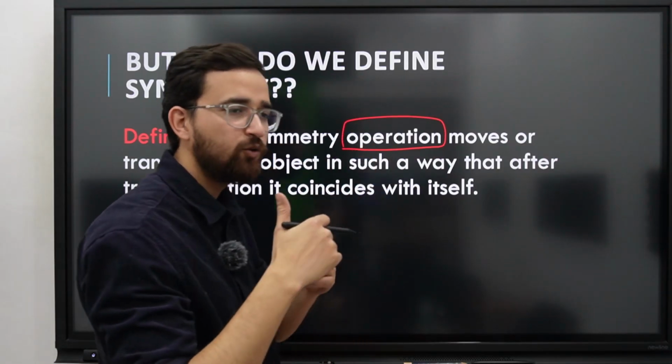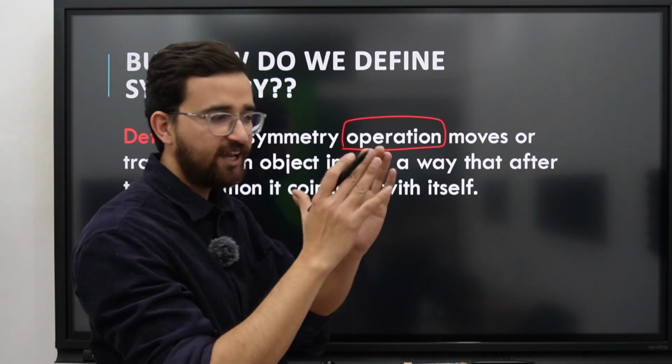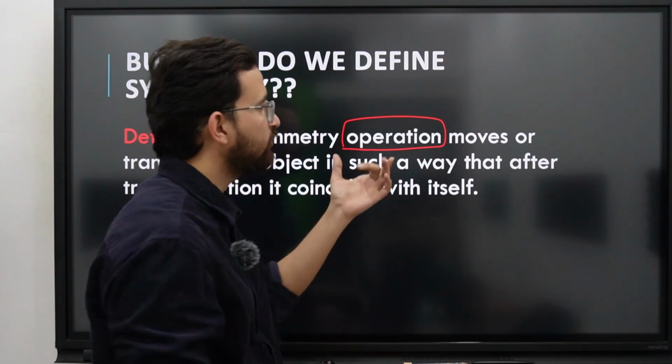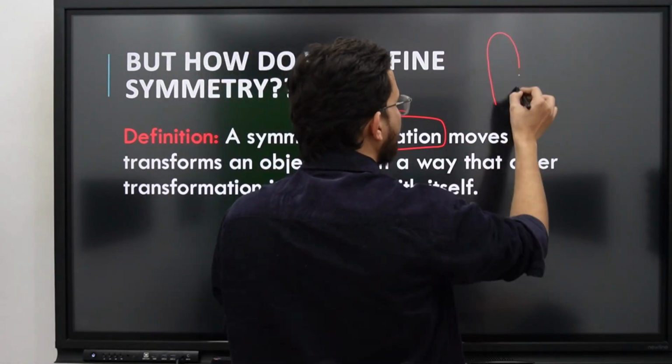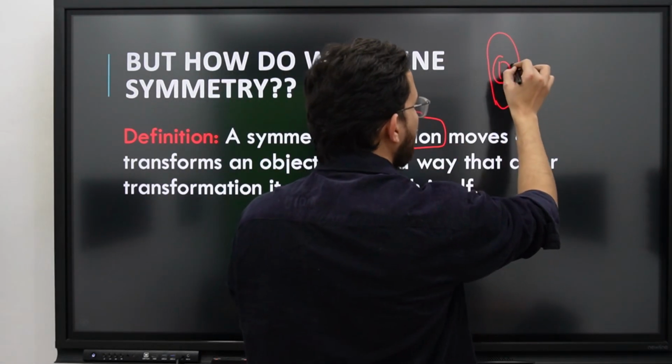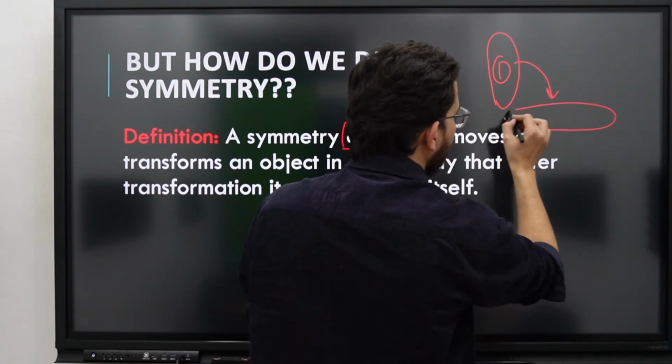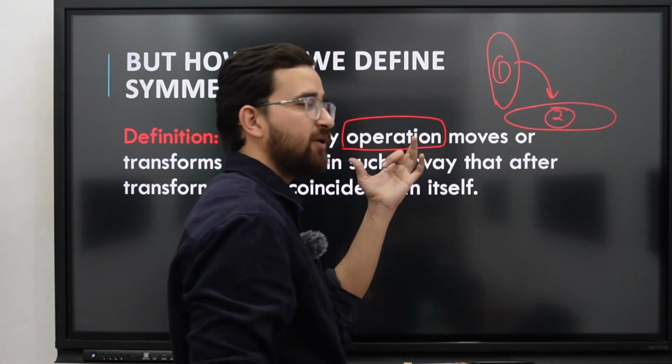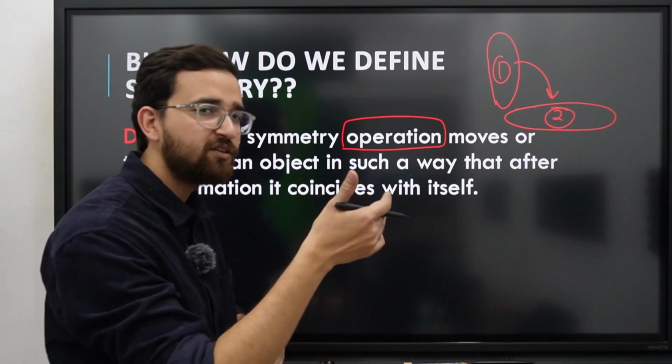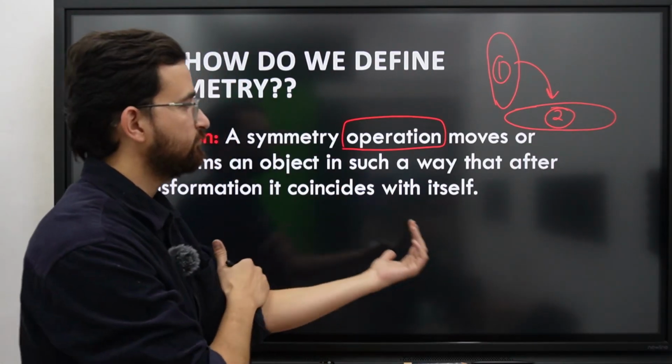Operation is nothing but you take an object and you move it. For example, in the flower petal, you took the first petal and you moved it to this location. So operation is moving something, copying something, pasting something.